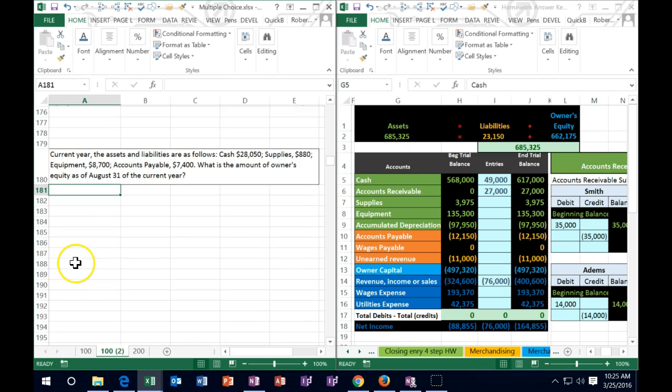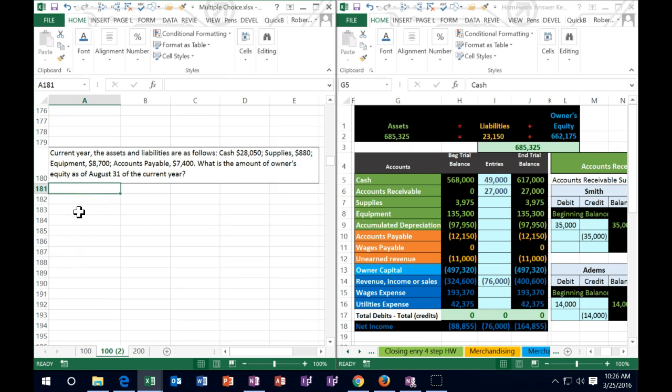So let's do a similar one to this one. We're going to say current year, the assets and liabilities are as follows. Cash 2850, supplies 880, equipment 87, accounts payable 74. What is the amount of the equity? So once again, we're finding the equity.